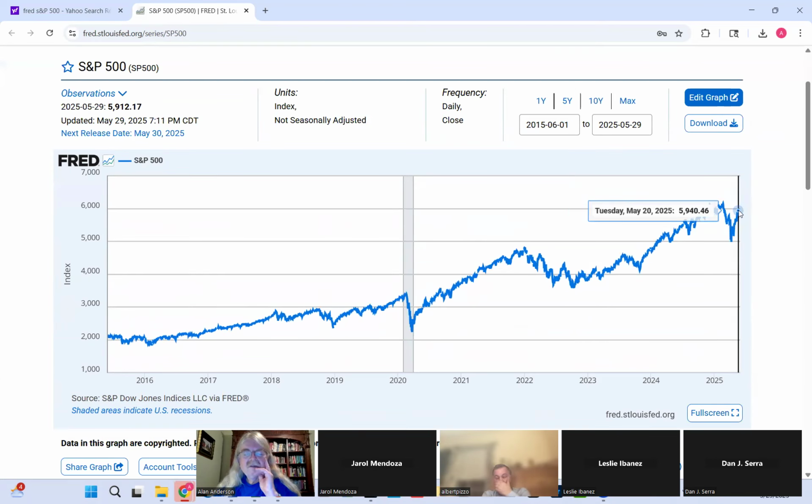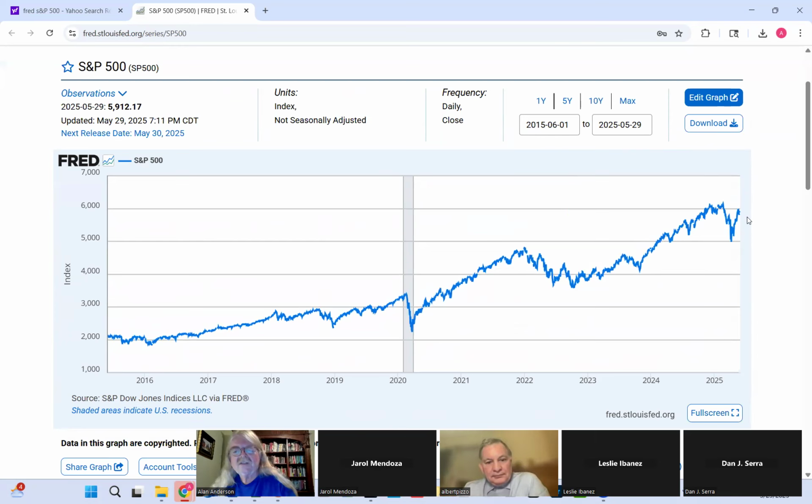Apparently, the small cap stocks actually are the most profitable for some reason. But yeah, these are all new records here that we're looking at.